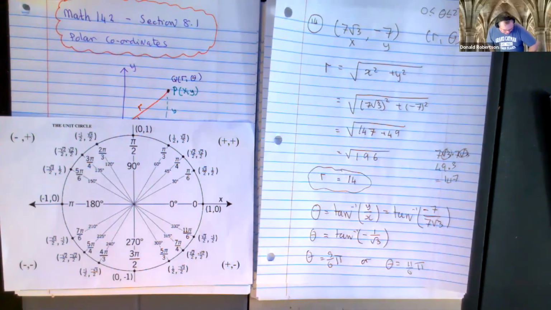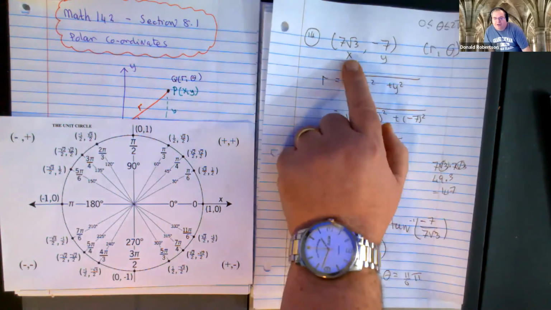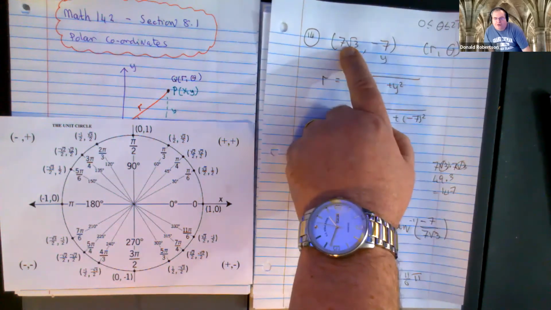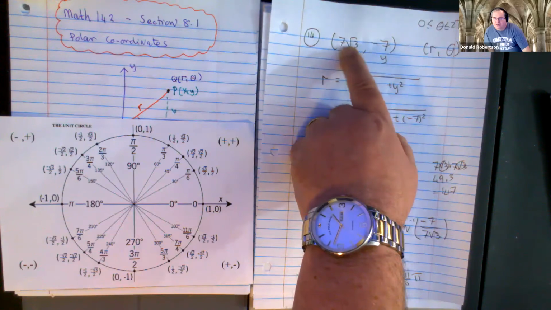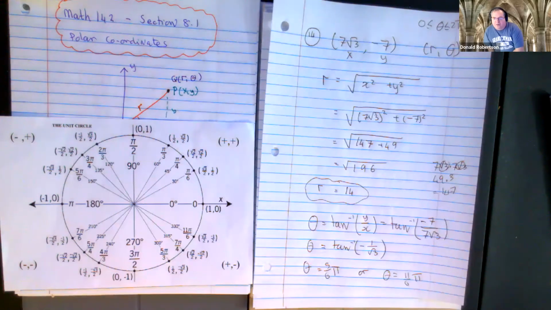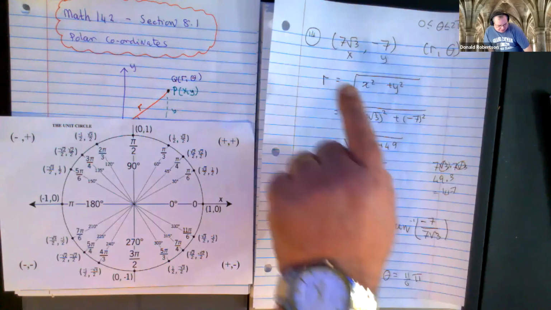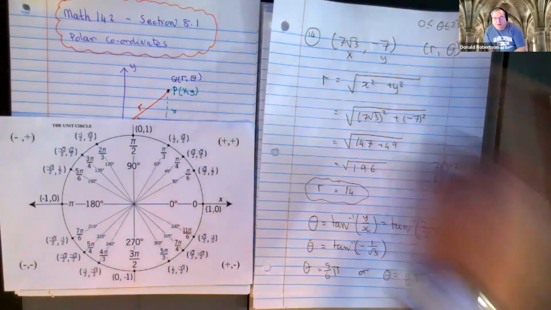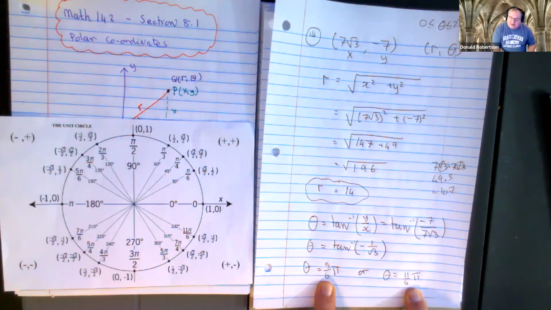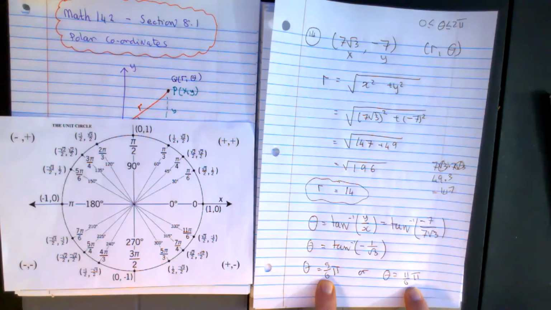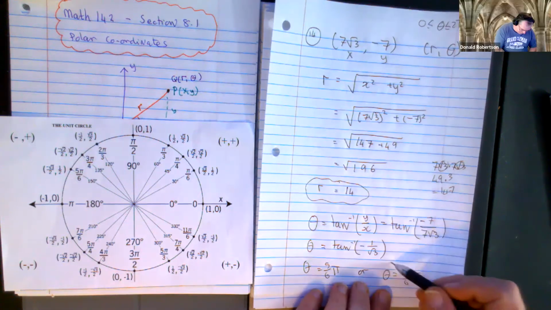So now we have to decide which one is it, because it's going to only be one. Can't be both. And the clue that I would use is up here. What quadrant is this point in? Which quadrant is this point in? Fourth. And so which one of these two angles should I choose because of that? 11 pi over 6, because it's in the fourth quadrant.